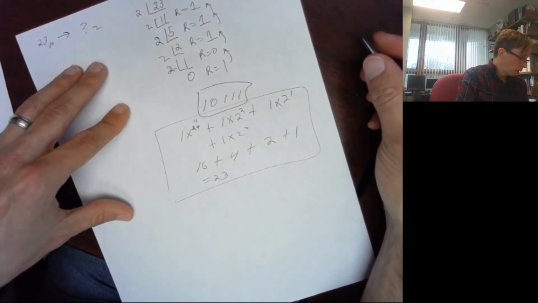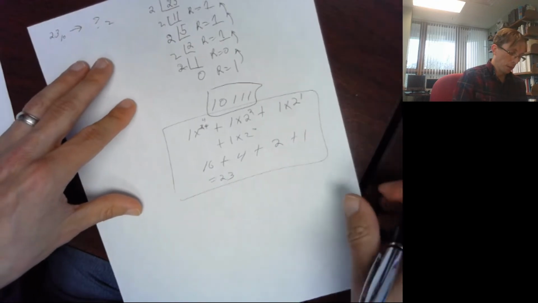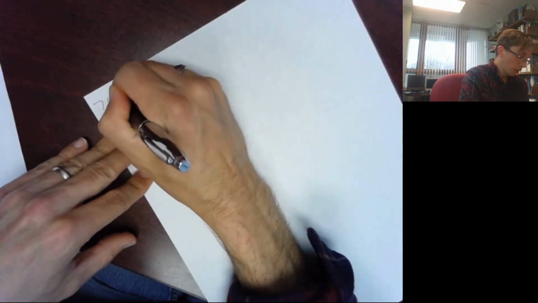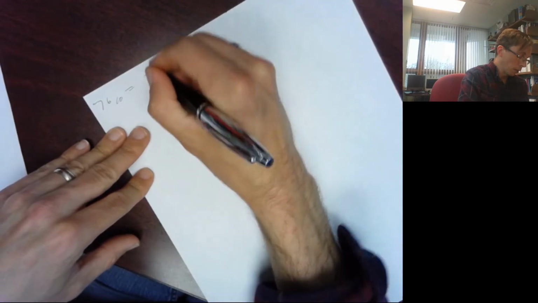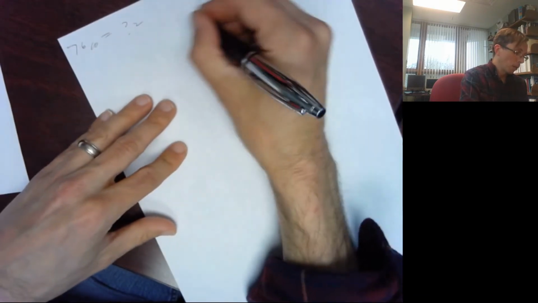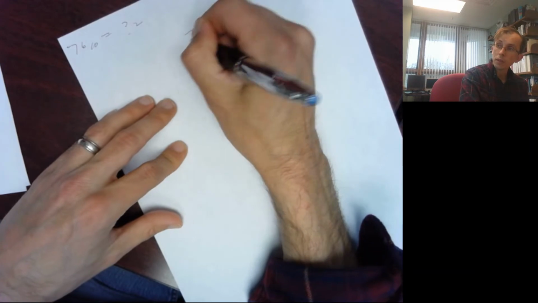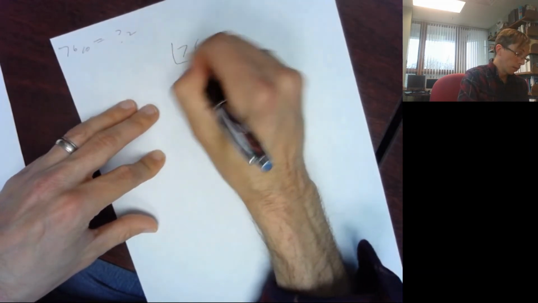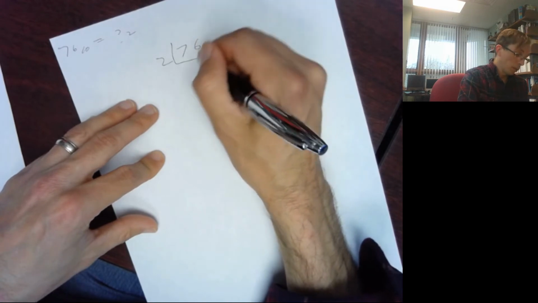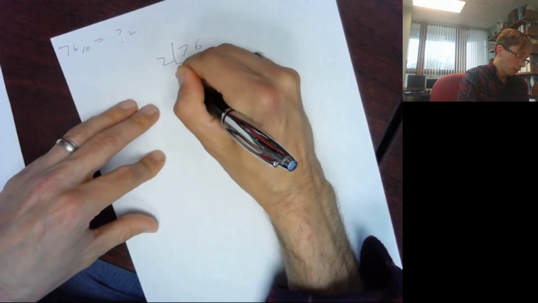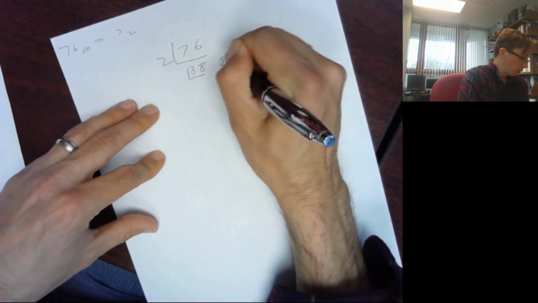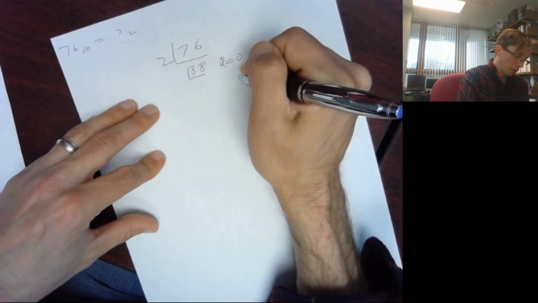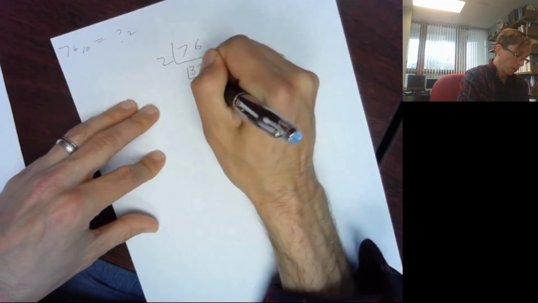So let's try another one here. Let's try 76 decimal to something in binary. All right. So here, let's see if I can get this on the screen a little better. 76 divided by 2, quotient of 38 with a remainder of 0, right? That should go in there precisely, yep.